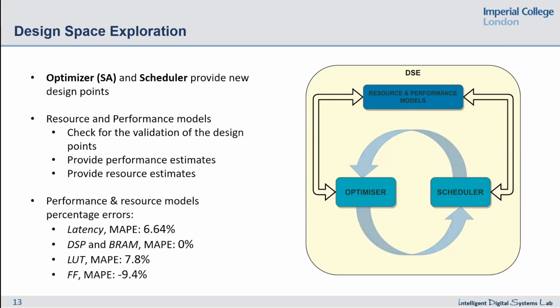The error rates of performance and resource model estimates compared to the actual board and Vivado measurements are the following. For latency, we've got a mean absolute percentage error of 6.64%. For DSPs and BRAMs, we have a 0% error. For LUTs, 7.10%, and for flip-flops, minus 9.4%. More detailed information on the optimization and scheduling algorithms can also be found in the paper, as well as the resource and performance models.